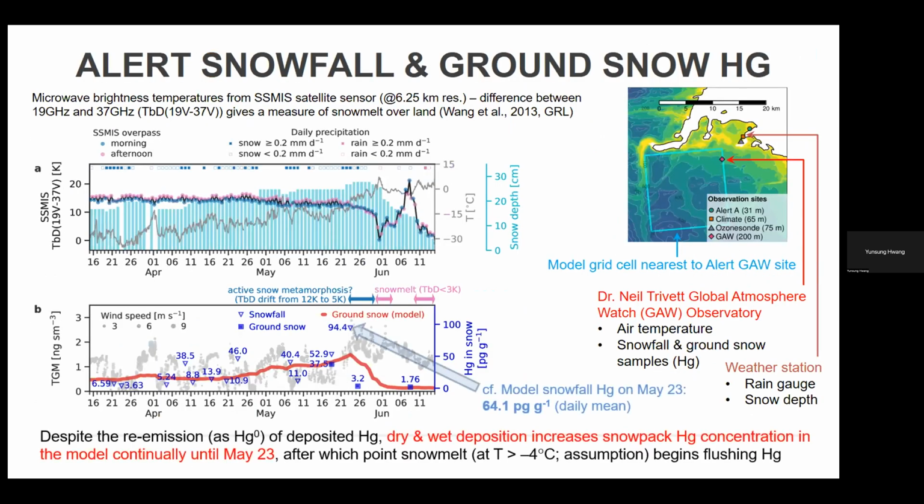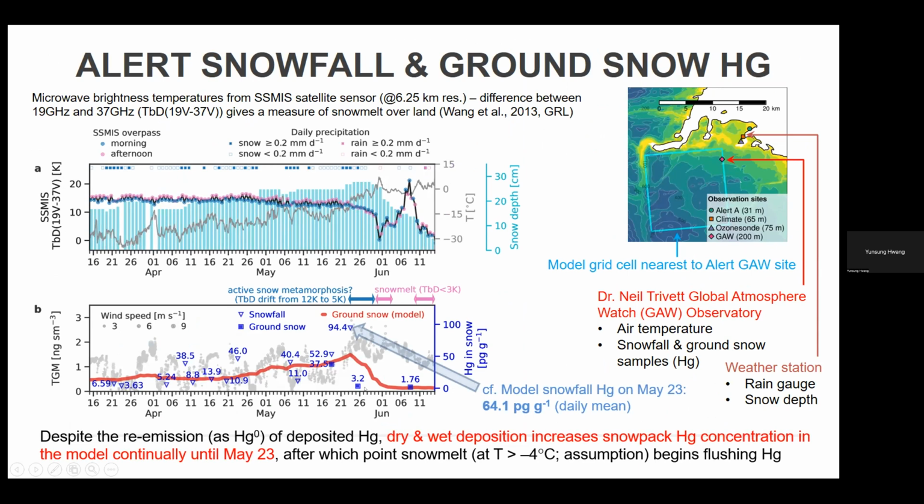So this slide shows a lot of information. So I just want you to concentrate on the plot B time series. That shows the snow concentration of the snowfall and ground snow concentration of the mercury. There are about 12 samples for the snowfall and 3 samples for the ground snow.